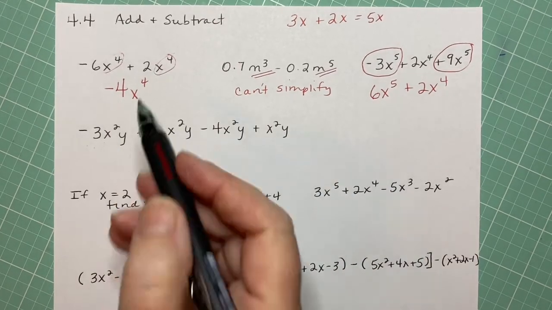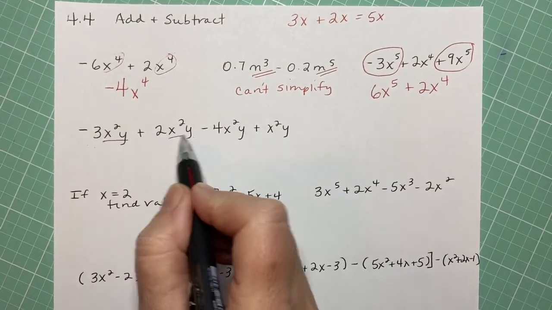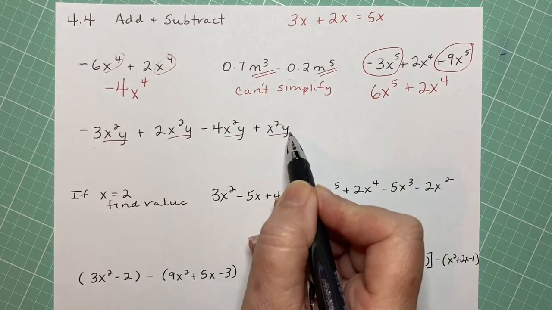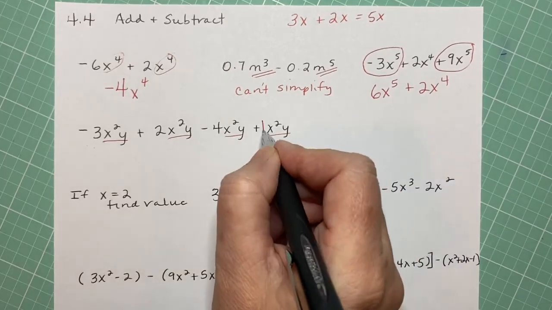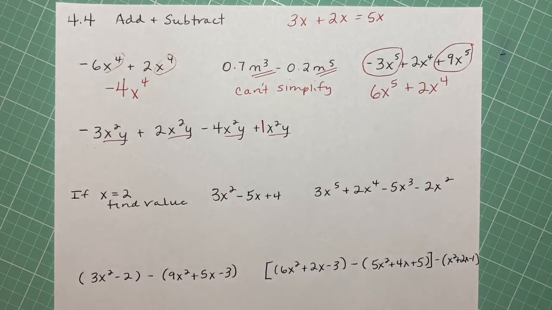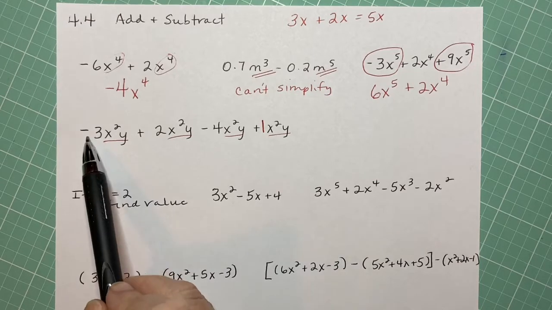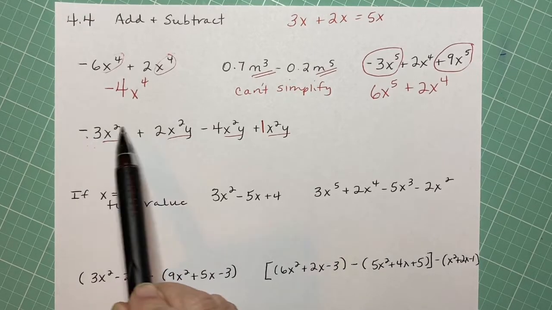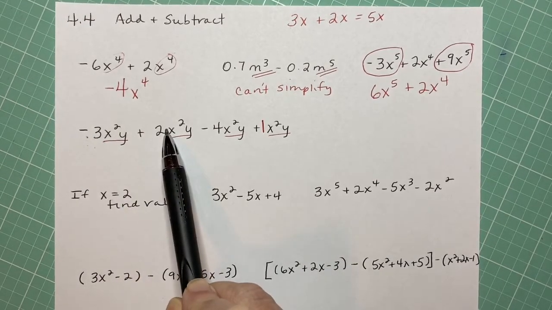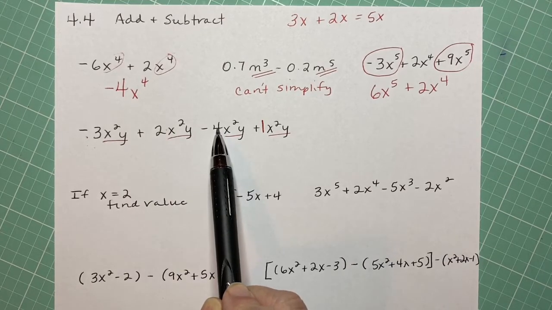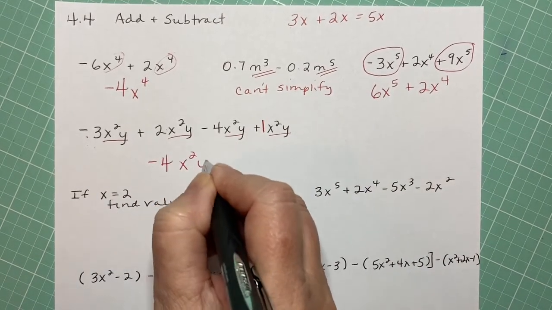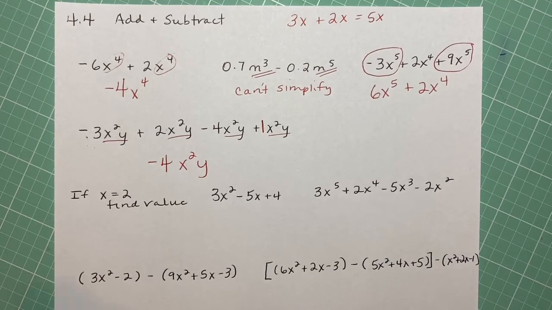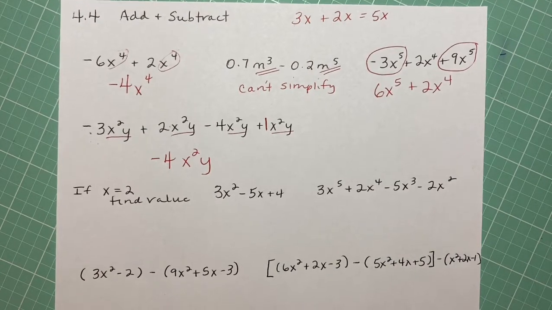This next one, when you're looking at the variable, I've got an x squared y, an x squared y, an x squared y, an x squared y. So they all have the exact same variables. This one doesn't have a number, so remember that's like a 1. And so we're just going to combine all the coefficients. So -3 plus 2 is -1. -1 minus 4 is -5. And -5 plus 1 is -4. Just using our sign rules there, and then the x squared y stays the same.